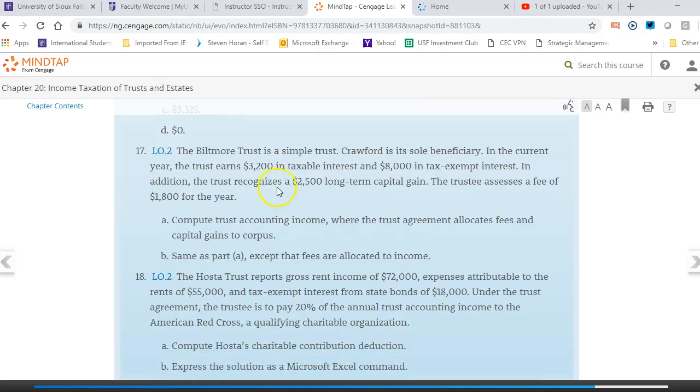Okay, question 17. The Biltmore Trust is a simple trust. Crawford is its sole beneficiary. In the current year, the trust earns $3,200 in taxable interest, and $8,000 in tax-exempt interest. In addition, the trust recognizes $2,500 long-term gain. The trustee assesses a legal fee of $1,800 for the year. Compute trust accounting income, where the trust agreement allocates fees and capital gains to corpus. And then letter B is same as A, except that the fees are allocated to income.